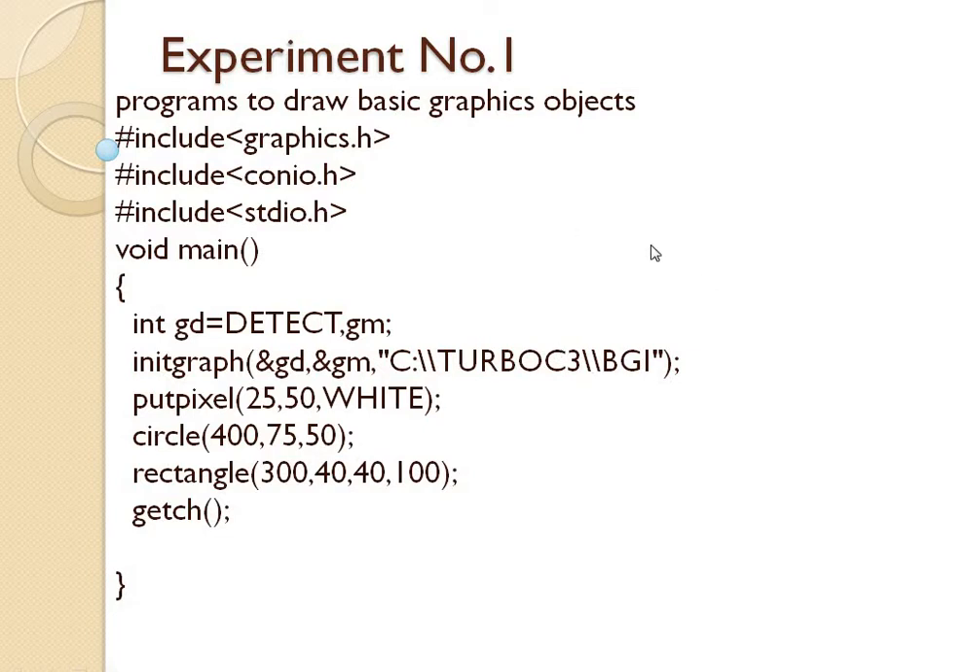Here is the path where we store our graphics, that is, this program is stored in C, Turbo C3, and BGI. BGI works like a bin folder. In the BGI folder the graphics drivers and graphics modes are installed. Then we use the initgraph function, and after that we display our object. So the initgraph function is used to change from text mode to graphics mode.